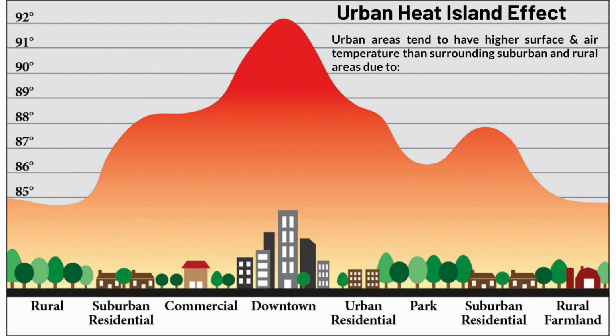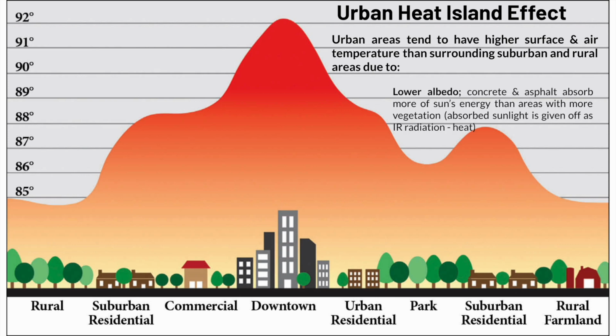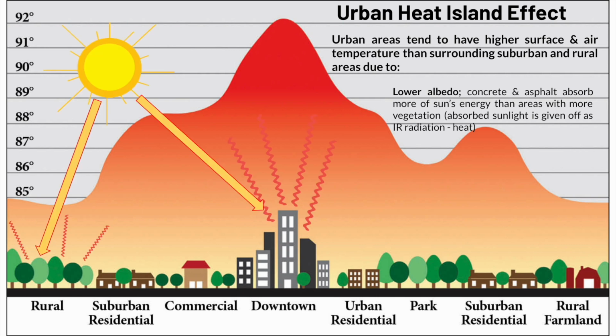Urban areas tend to have higher surface and air temperature than the surrounding suburban and rural areas. This is mostly due to albedo, so heat absorption versus reflection. The urban areas have lower albedo because concrete and asphalt are darker in color and therefore absorb more of the sun's energy than areas with vegetation, which are lighter in color. Those vegetative areas still absorb sunlight, but not to the same degree that those darker buildings and asphalt absorb heat in our downtown urban areas. We can see with these red squiggly lines that the downtown area is absorbing more heat than our rural areas that have not been developed.